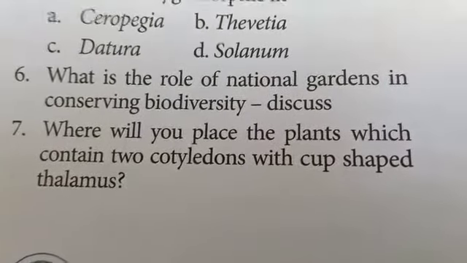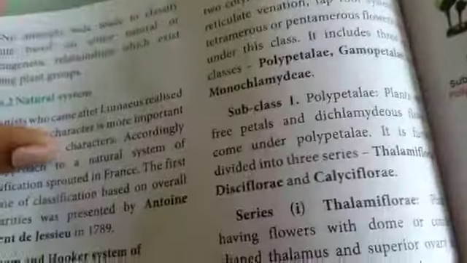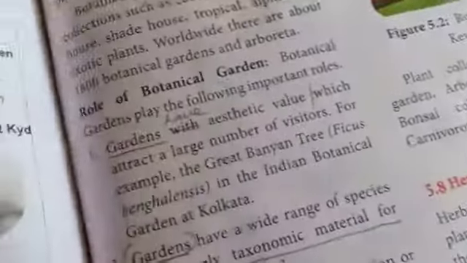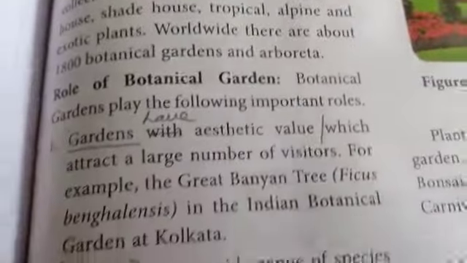What is the role of National Garden in conserving biodiversity? Discuss. So, we are going to discuss the importance of conserving the plants, and in that conservation, how does the garden play an important role? We have got some 6 to 7 points regarding it. You can find it on the opposite page of table 5.1 National Botanical Garden. In that you have the role of botanical gardens. So here you will be having some 7 points. I have marked the points.